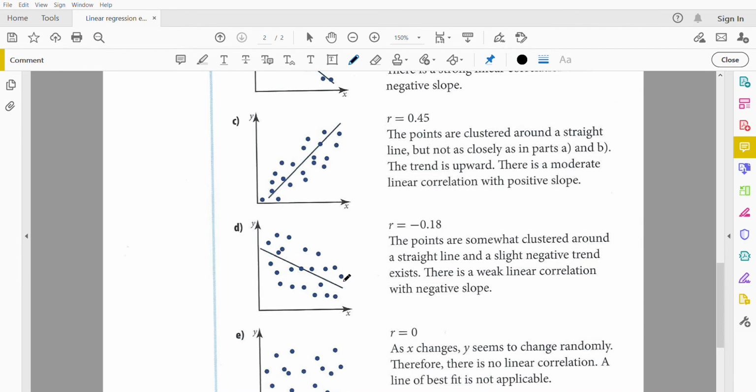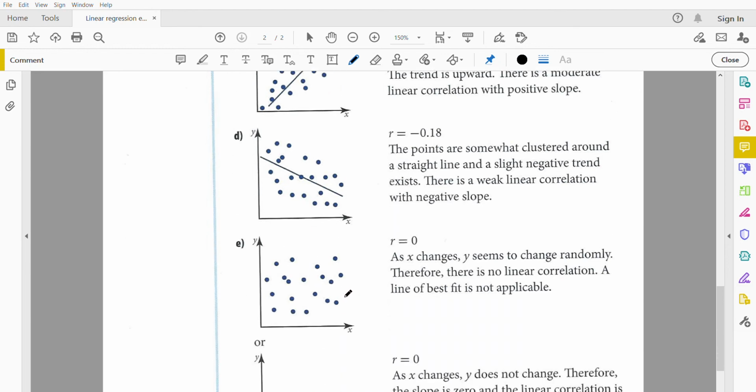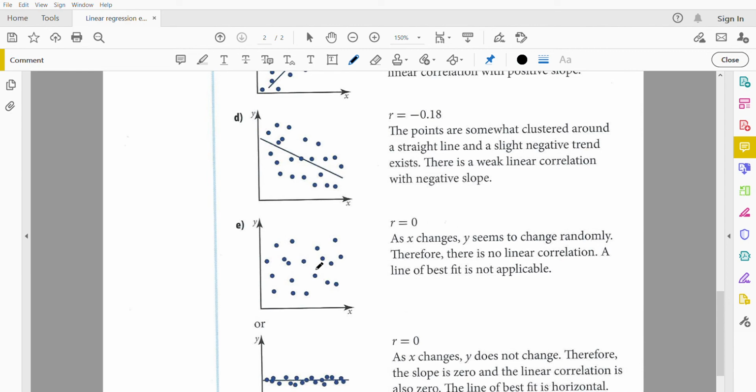Negative means it's going down. It's a downward trend, and the fit is very poor. It's weak and poor, but it's negative. And when R is equal to 0, there's no pattern at all. There's no way you can draw a line here. It's pretty much saying that I can draw a line this way, or I can draw a line that way, or I can draw a line this way.